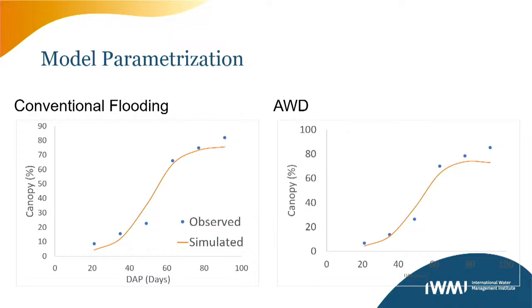Yeah, so this is the model parameterization result. As you see here, this is just in one of the areas, the observed data and the simulated data. The observed data is the data that we collected using the citizen science method by training farmers. And the simulated one is from the AquaCrop modeling. So the conventional flooding, which is usually called the farmer's practice, is on the left side. On the right side is the AWD, the alternate wetting and drying technique that farmers are being trained. Next.